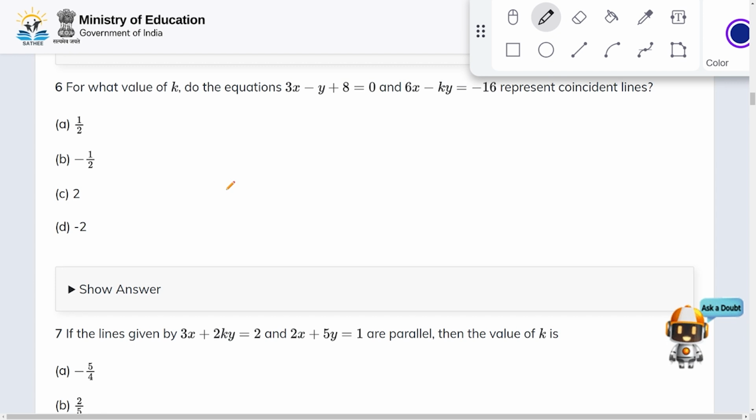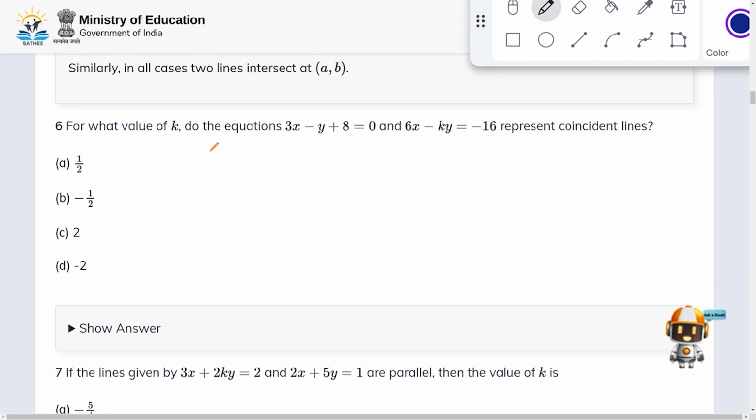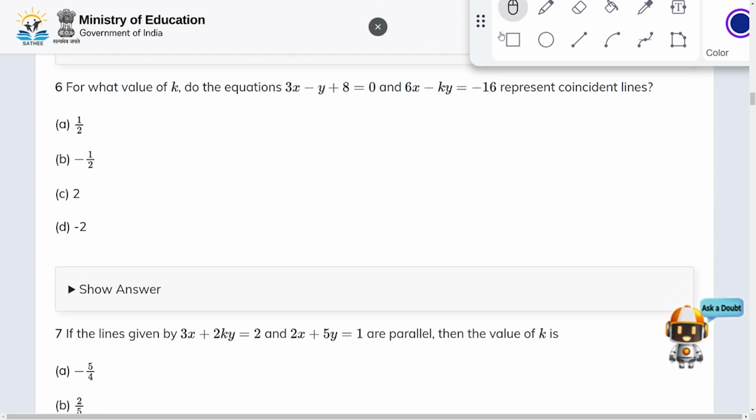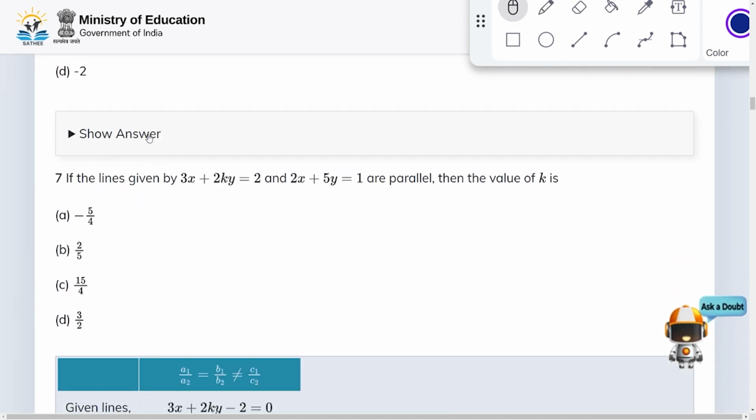In question number 6, we have: for what value of k do the equations 3x minus y plus 8 is equal to 0 and 6x minus ky is equal to -16 represent coincident lines? We are given a pair of linear equations, and we have to find the value of k. Let us see how to solve it.